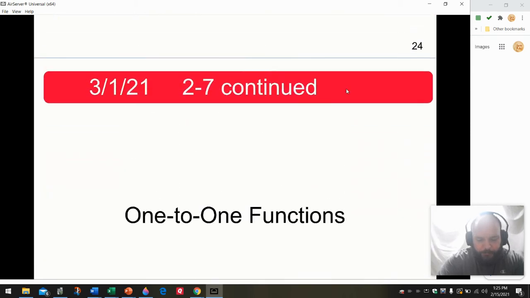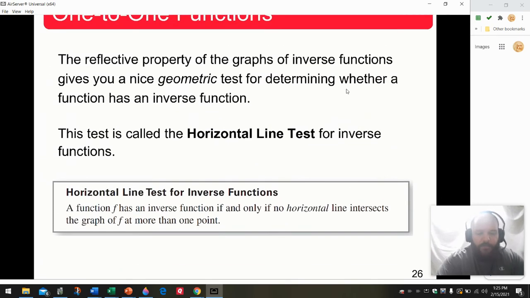So let's get started. First of all, the reflective property of the graphs of inverse functions gives you a nice geometric test for determining whether a function has an inverse function. This test is called the horizontal line test for inverse functions. And as I briefly spoke about in the last video, a very quick way for us to determine whether a function is one-to-one is to simply pass a horizontal line through it.